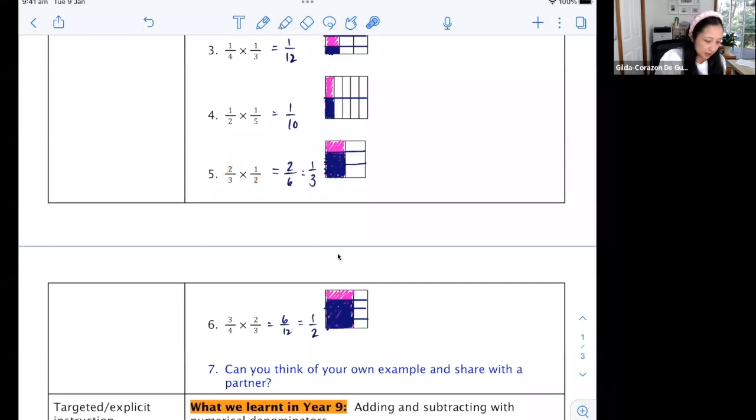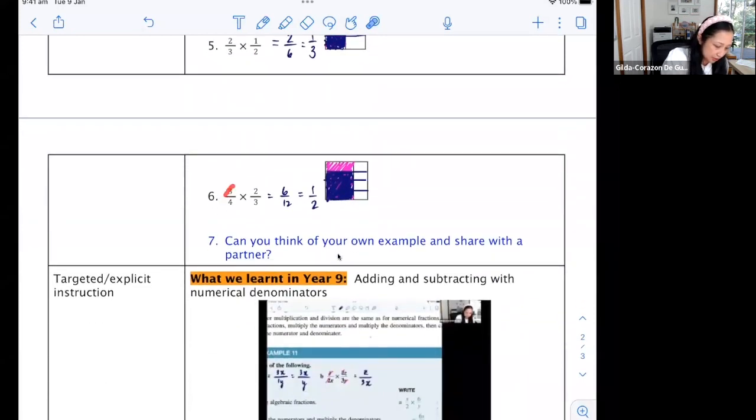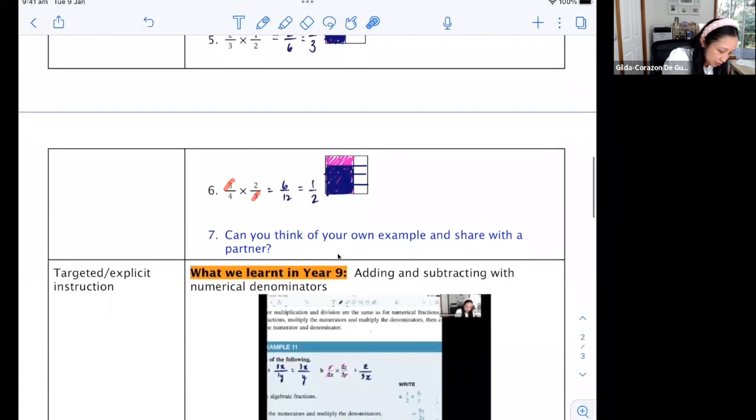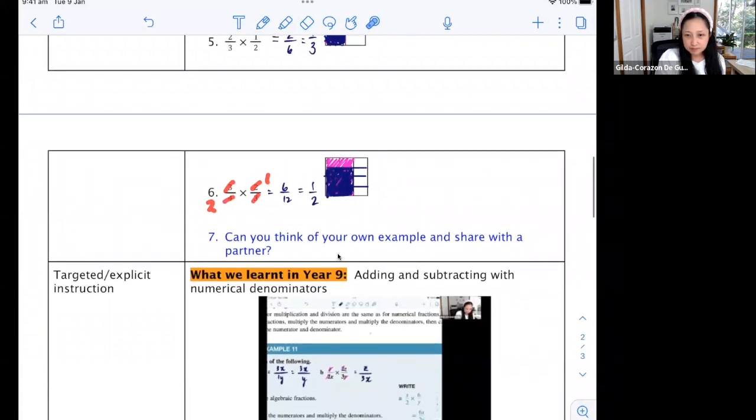The same thing with the next one. We could say these two cancel out, right? 3 becomes 1, 3 becomes 1 as well on the bottom. And we've got 2 and 4, 2 becomes 1, 4 becomes 2. And therefore you've got 1/2.